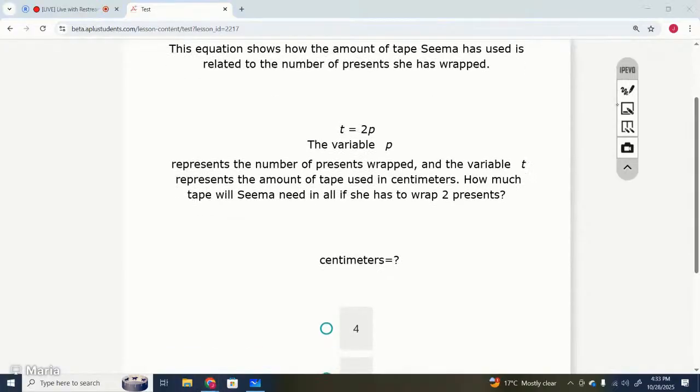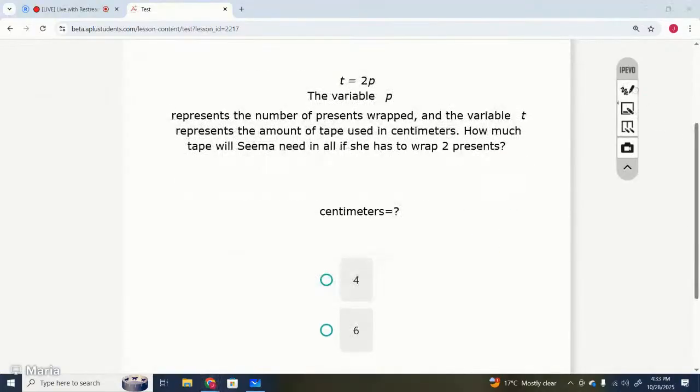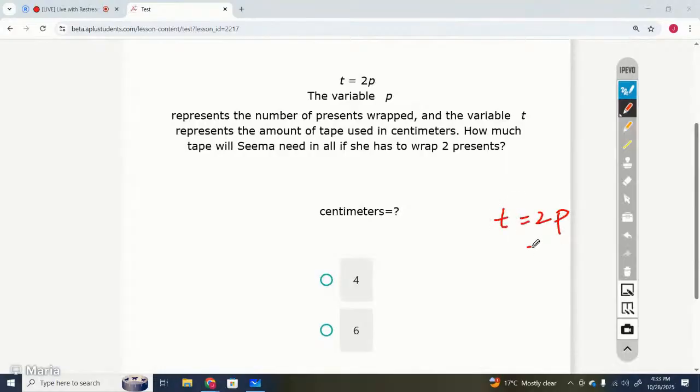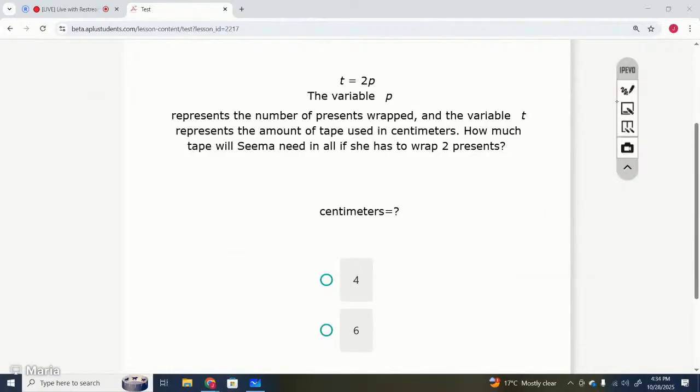So p equals 2. T equals 2p. So 2 times 2, because p is 2. T equals 4. The correct option is 4. Option number 1 is the correct option.